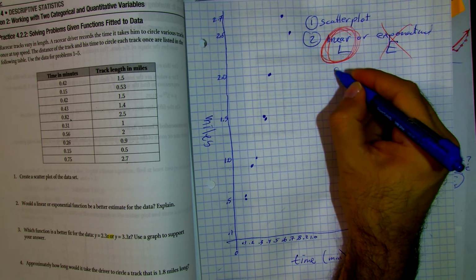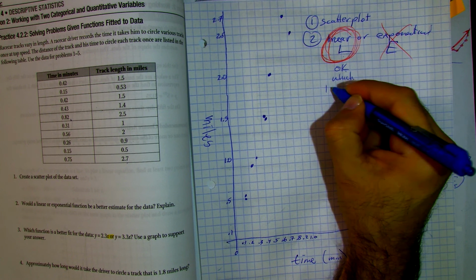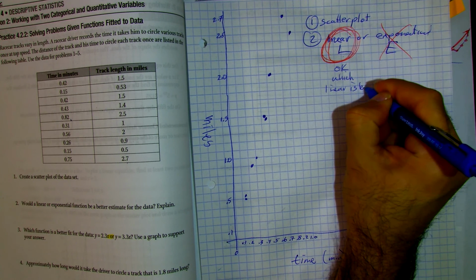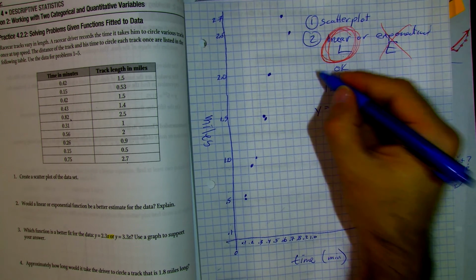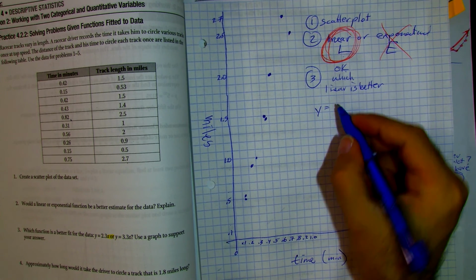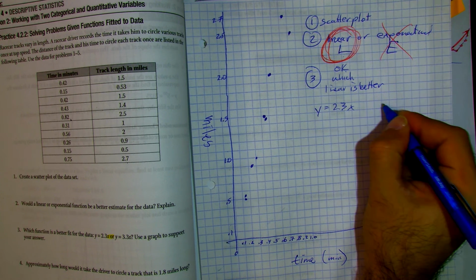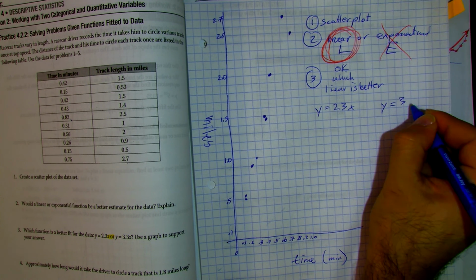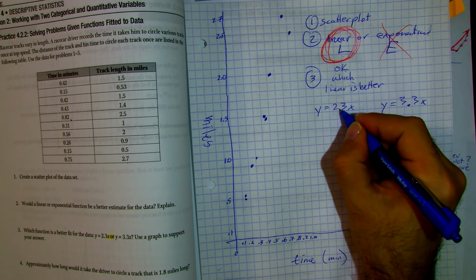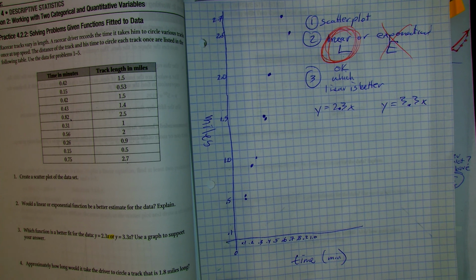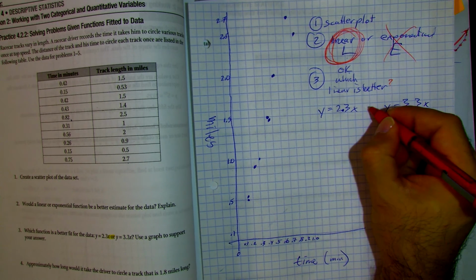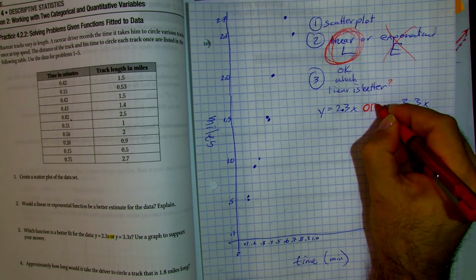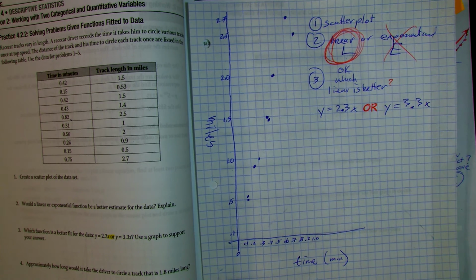so then it's just saying, okay, which linear is better then? And that's where they give us two linear equations. For number 3, they say, okay, well, which linear is better? Y is equal to 2.3x, and y is equal to 3.3x. And the thing that a student had misunderstood this whole lesson by just one word, which is better, this or that? Which is better? Is it this linear equation or this linear equation?